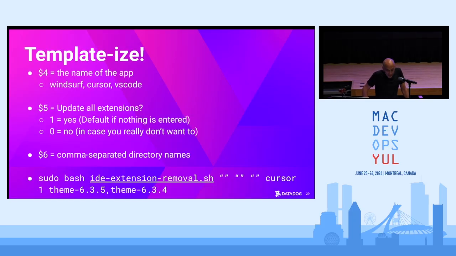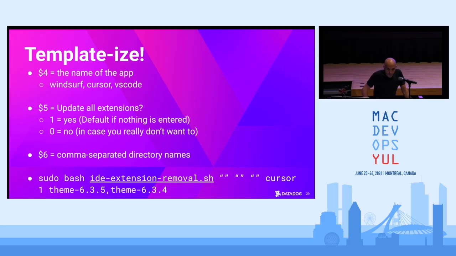So yeah, this now became a little bit more modular. $4 was the name of the app that you're looking to remediate. Since they really only differed by the name of the app, once you put that in, there was a case statement in the script that took the simple string that you put in there. Oh, that's Cursor's path. Continue on that path. And the same for Windsurf or VS Code.